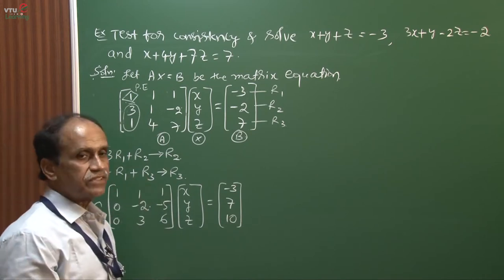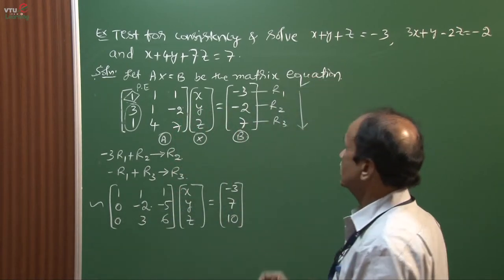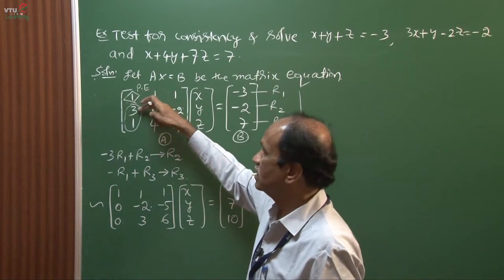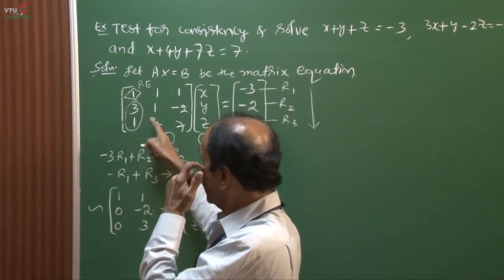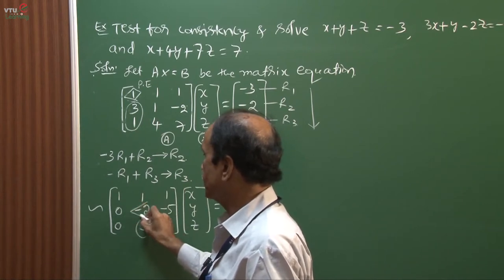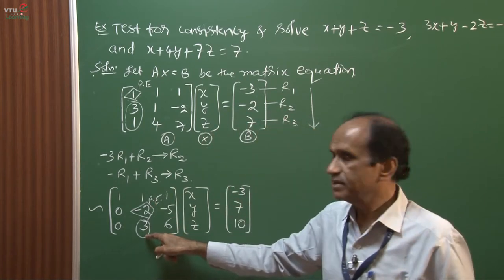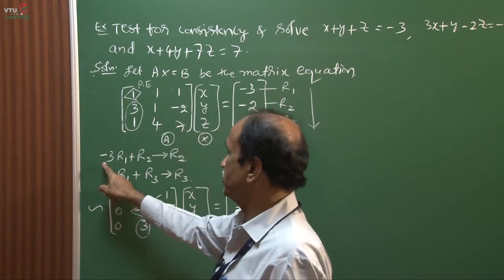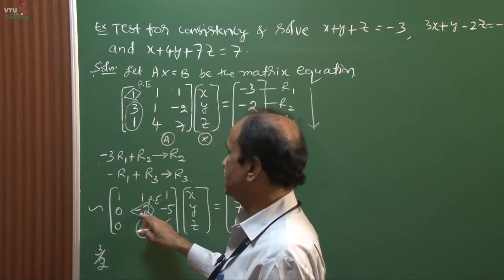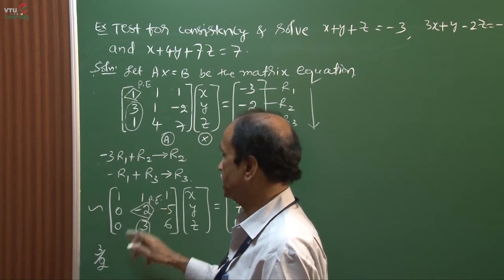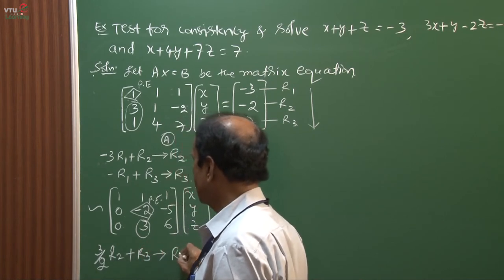The first stage of operation from top to bottom is over, that means R1 on R2 and R1 on R3. This is the procedure. Now the next part: we have to take the pivotal element as minus 2. This is a non-zero number, this is the pivotal element, and then we have to operate to make this element 0. Therefore we multiply the previous row by 3 by 2, keeping the minus sign there itself, that is 3 by 2 R2 plus R3. This affects R3 only.